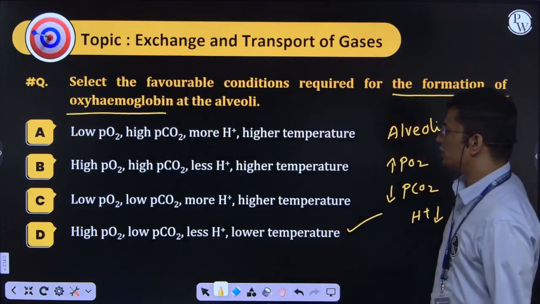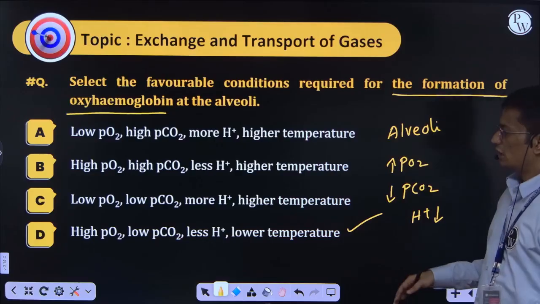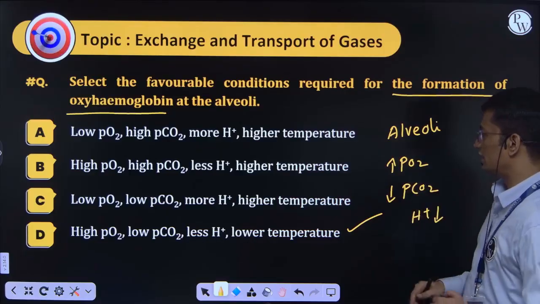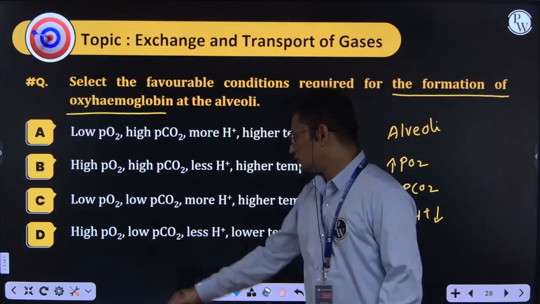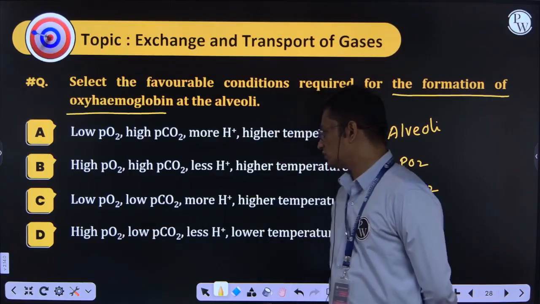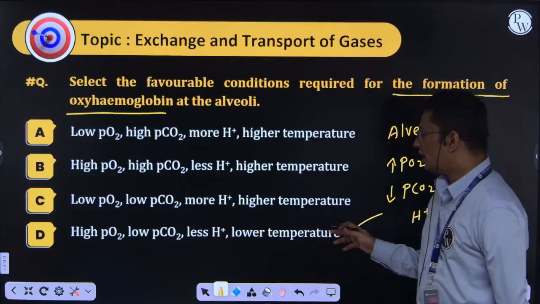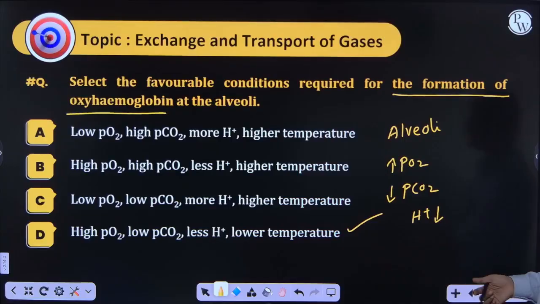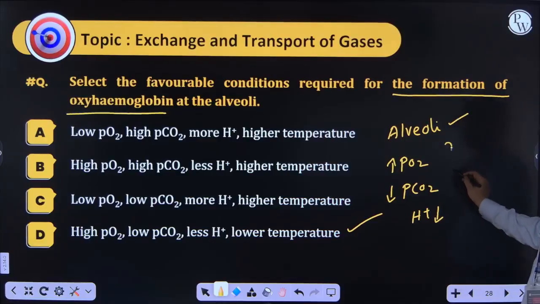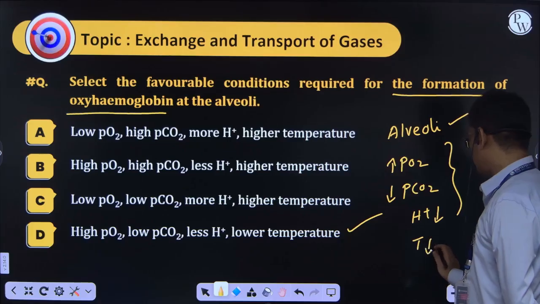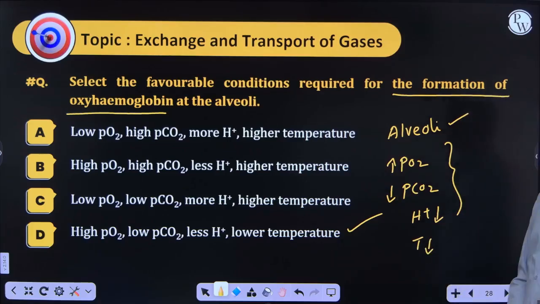The reverse process will take place in the tissues. For the dissociation, what is required? This is regarding the association. For dissociation: low pressure of oxygen, high pressure of carbon dioxide, high hydrogen and high temperature. This takes place in the tissues, the dissociation process. So association is taking place in the alveoli. These are the factors required for the association. Low temperature is also required for association. The reverse process will take place in the tissues, that is dissociation.